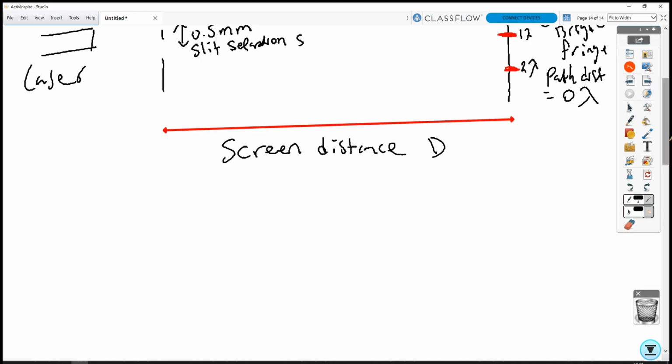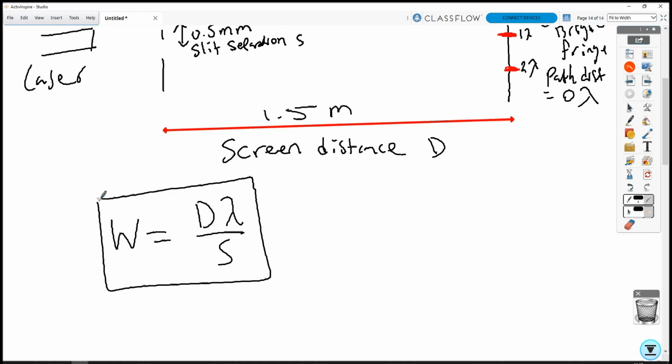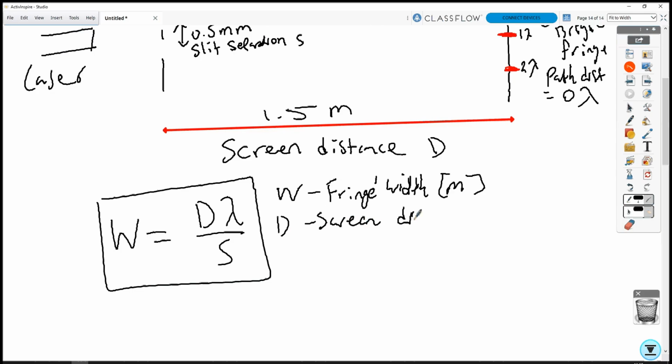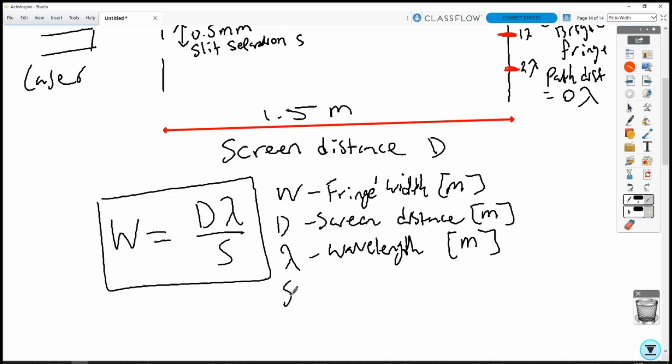Now, the equation, we'll just put some numbers here. The equation which relates these together is W equals D lambda over S. So W is our fringe width, measured in meters. D is our screen distance, also measured in meters. Lambda is our wavelength, also measured in meters. And S is the slit separation, also measured in meters.